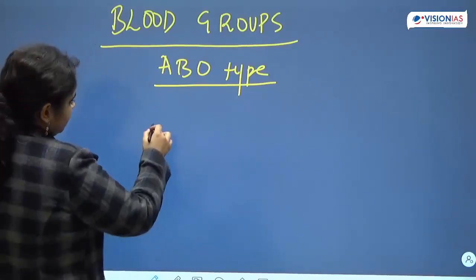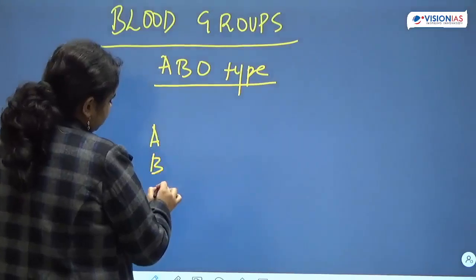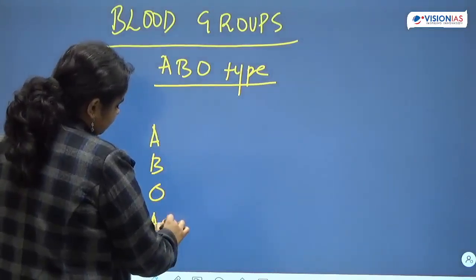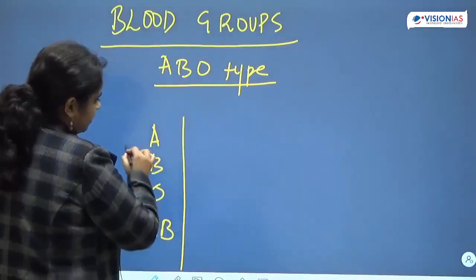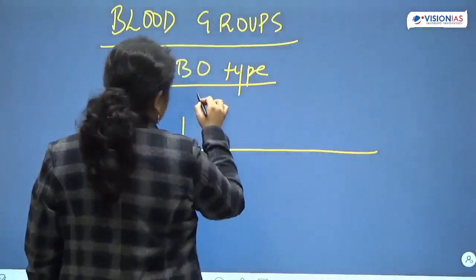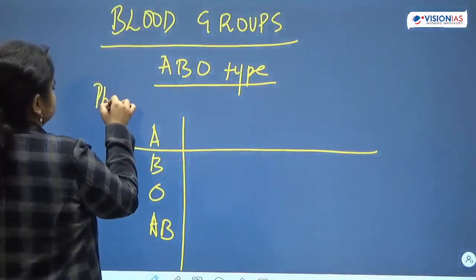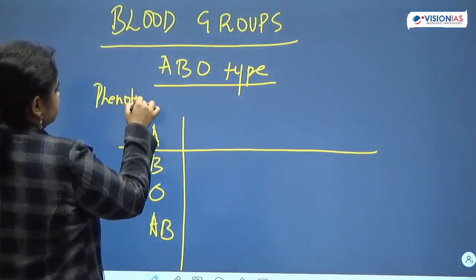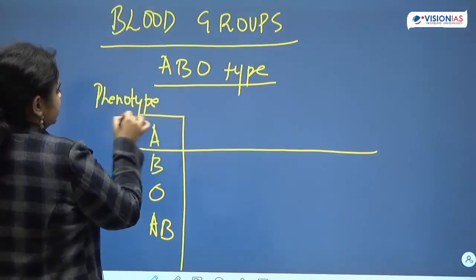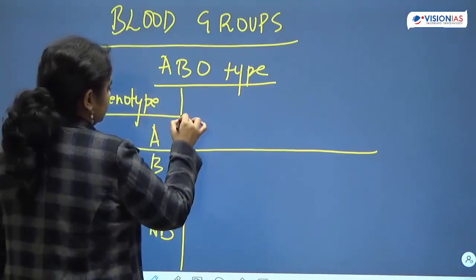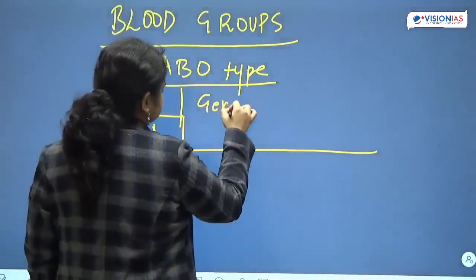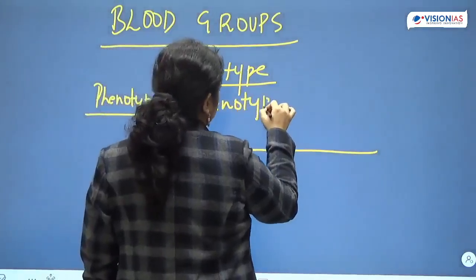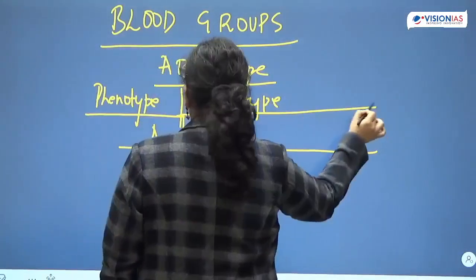So ABO में क्या था? A, B, O and AB, 4 blood groups. ये हो गया इनका phenotype. This is the observable characteristic. This is something which we can test and which we can find out. Now, what is the genetic system behind it? What is the genotype behind each of these?